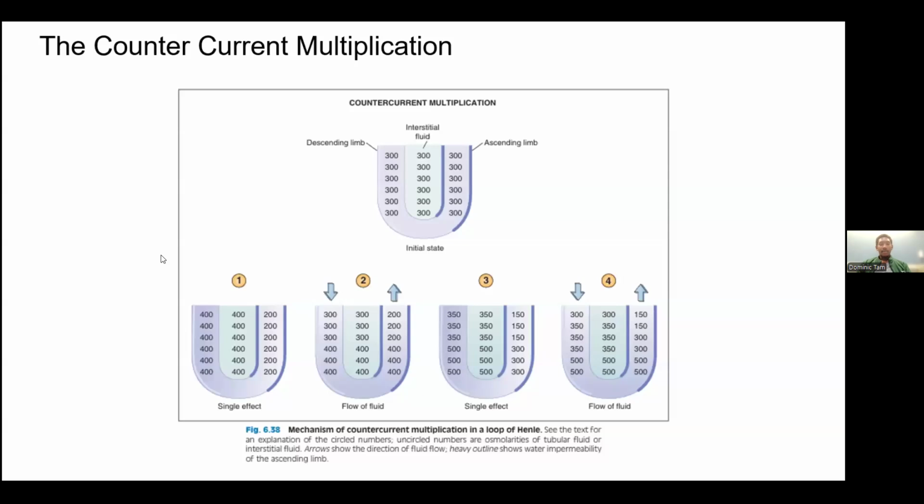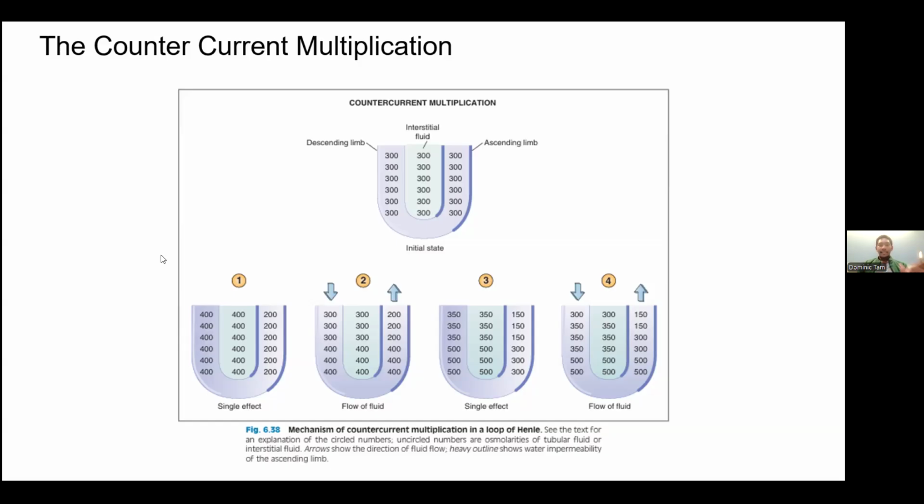And in step four, fluid is going to flow again. Now we have new fluid with an osmolarity of 300 milliosmoles entering the descending limb from the proximal tubule, which is going to displace fluid from the ascending limb. And as a result of the fluid shift, the high osmolarity fluid in the descending limb is pushed down towards the bend again. Essentially, it is the same thing that is happening in step two, right? But now we realize that the gradient of osmolarity is actually greater than what it was in step two. Now we're looking at 500 milliosmoles compared to 400 milliosmoles in step two, right? And essentially, these two steps, single effect and flow of fluid, are going to repeat and repeat until our gradient becomes established, right?